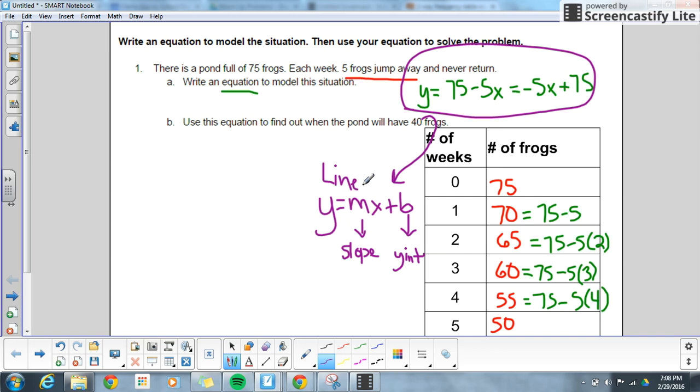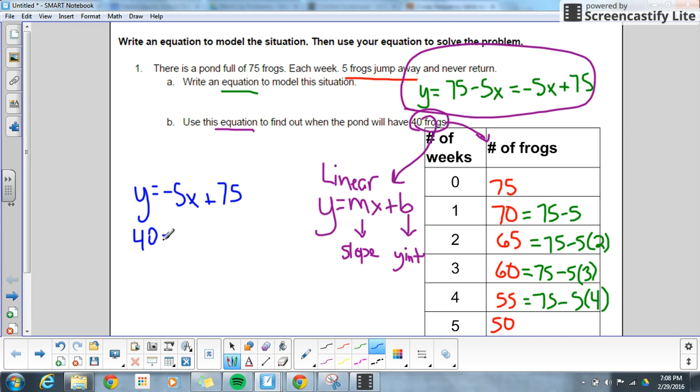All right, so now let's take a look at part B. Part B said use the equation to find out when the pond will have 40 frogs. Well, 40 frogs is going to be our y value. So what I'm going to do is take my equation, y equals negative 5x plus 75, and substitute in 40 for y, and I'm going to work backwards.